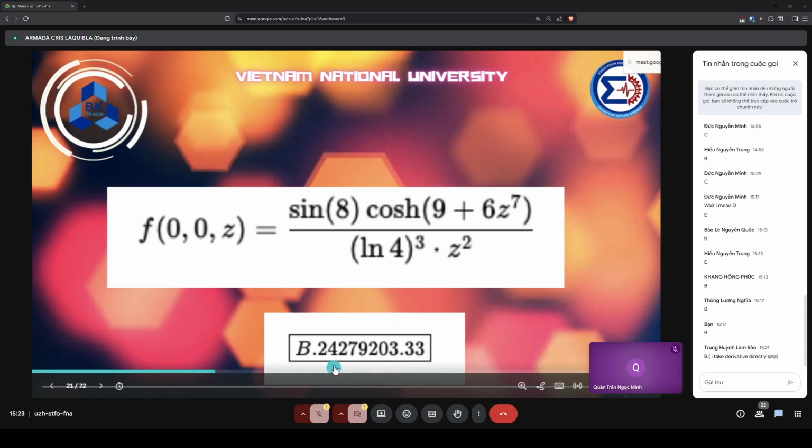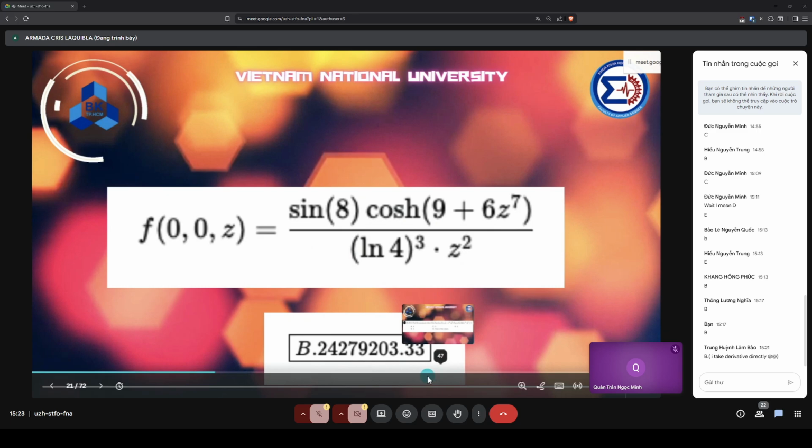Now, sometimes your calculator cannot display the 33 there, the point 33. So what you are going to do is to subtract from your answer. What my other students did to answer this one, they subtracted the 24279,203 there, and then the answer is point 33. So that is the decimal point. Yeah, because their calculators cannot display all the values there. But if your calculators can display it, it's fine. The answer there is letter B.